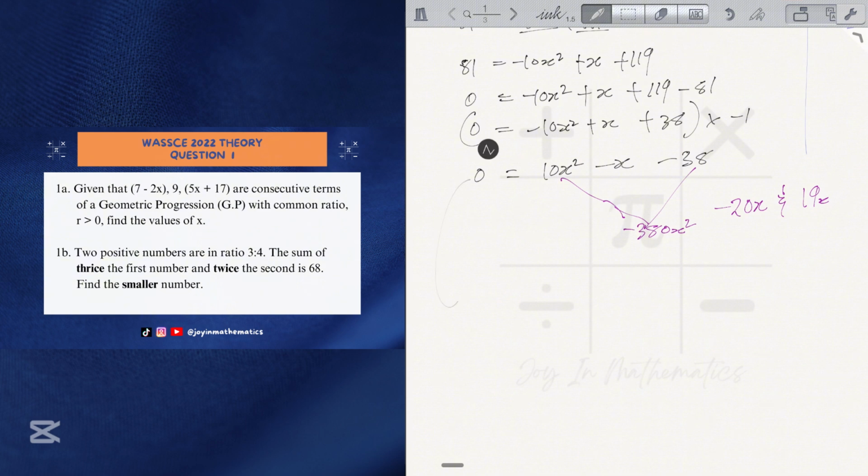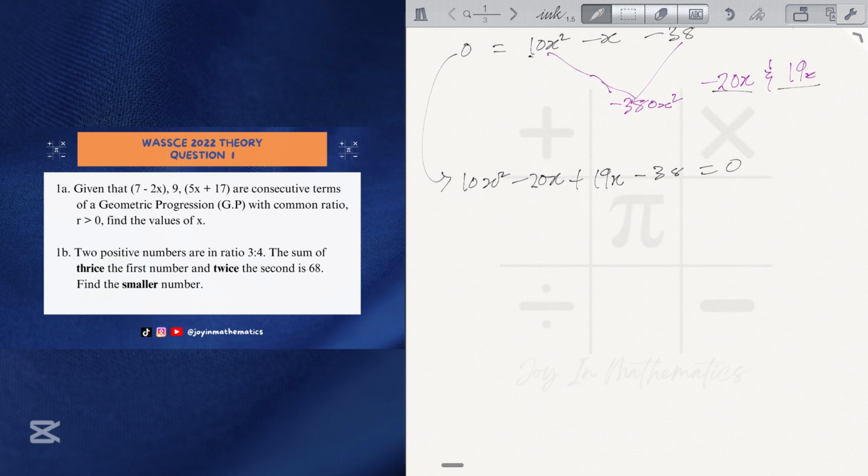So we go from here. We'll begin with the left hand side this time around and say 10x squared minus 20x plus 19x minus 38 equals 0. Let's factorize the first two terms with 10x. So we have 10x into x minus 2, plus 19. Now we factorize the remaining two terms with plus 19, so we'll have x minus 2 again. So we have x minus 2 and 10x plus 19.